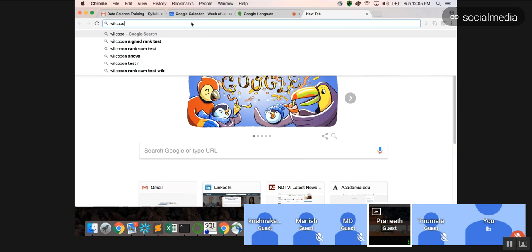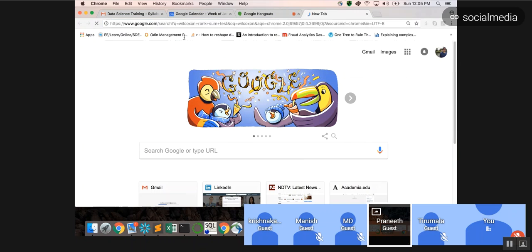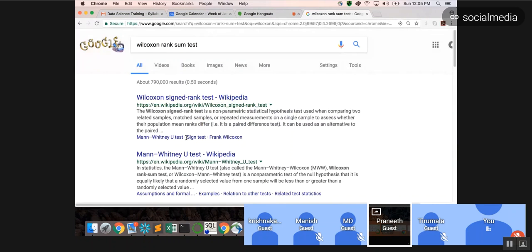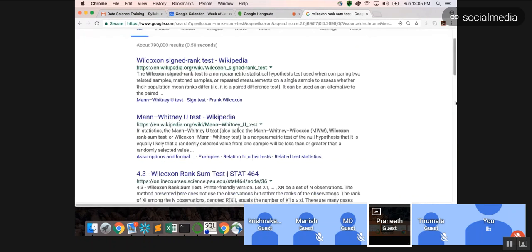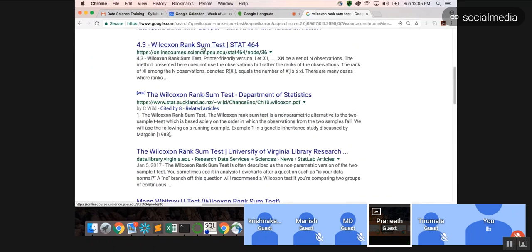There is something called the Wilcoxon rank sum test. This one you can run without assuming any distribution of the data, so you don't have to worry about any distribution. This is a test that will come up with a p-value, and you can take a decision of H0 or H1, comparing two different groups.